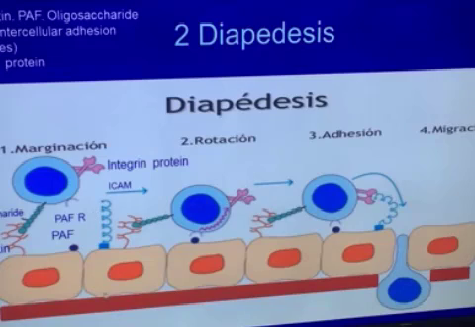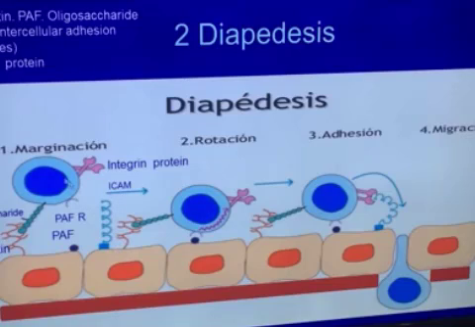These are the three proteins which are normally present in the endothelial cell, and when the mechanism of diapedesis needs activation, these proteins appear on the surface of the endothelial cell: the P-selectin, the platelet activating factor, and the ICAM protein.